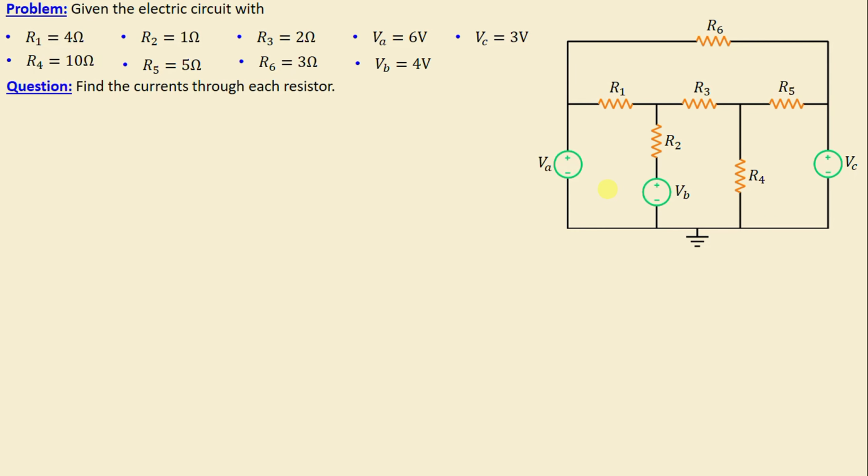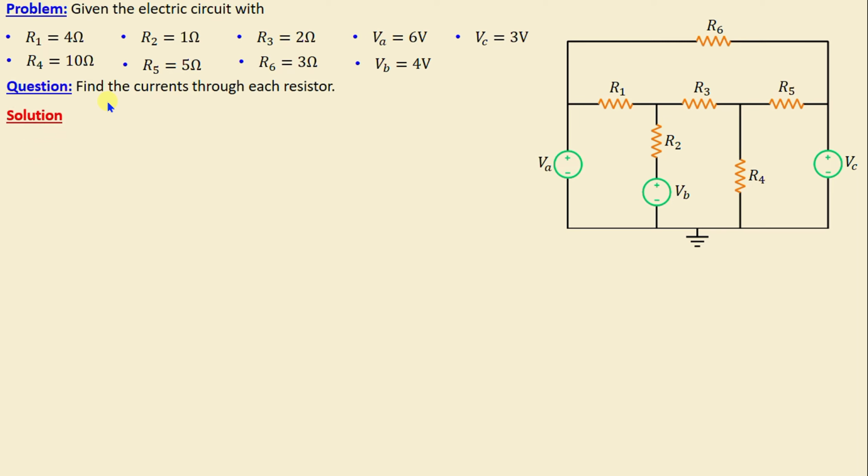Let's consider this network consisting of 6 resistors labeled R1 through R6 as well as 3 independent voltage sources VA, VB and VC. The question now is to find the currents through each resistor. Let's move on to the solution.